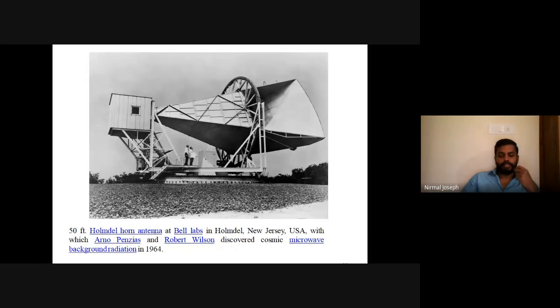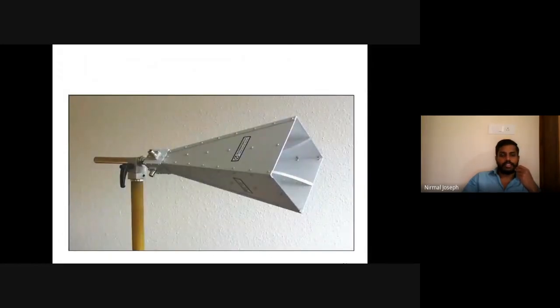Okay, not recently, but these are the applications. And this is the modern horn antenna we are using in our labs. In our labs we are using this, and mainly in the defense sector, in aircraft and all, horn antennas are used very commonly. So that's all about the horn antennas.